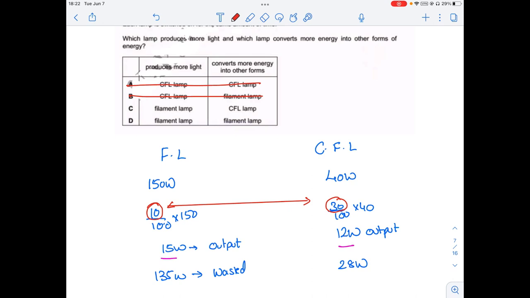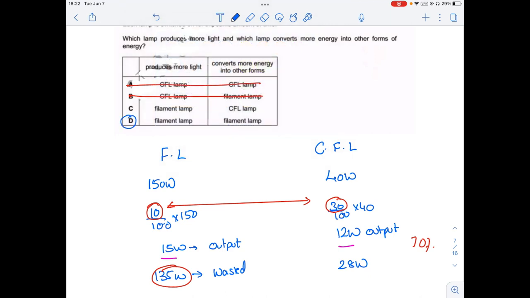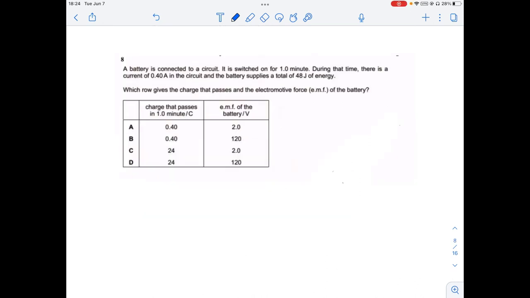Now, which converts more energy into another form? So you can see that more energy is converted in the 135, 90% is converted into other forms, whereas over here only 70% is converted into other form. So therefore, what is going to be the option? Option D is going to be the answer. Filament lamp and filament lamp in both the cases. Coming to the next question, question number 8.